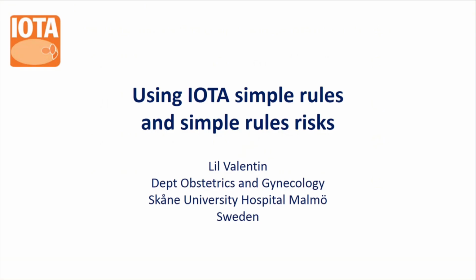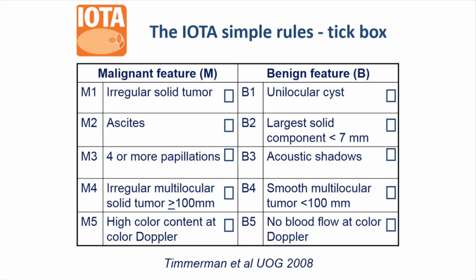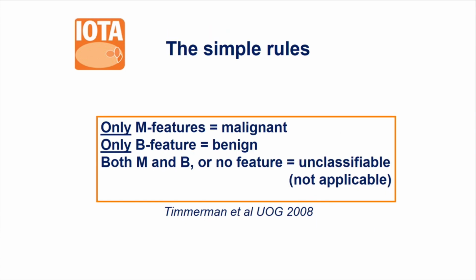So I have only 10 minutes, so let's start immediately with the IOTA simple rules. When you use the IOTA simple rules, there are 5 malignant ultrasound features and 5 benign ultrasound features. You search for these features in your annexal mass and you simply tick them off on a paper form or in an app or simply in your brain if you have a good memory.